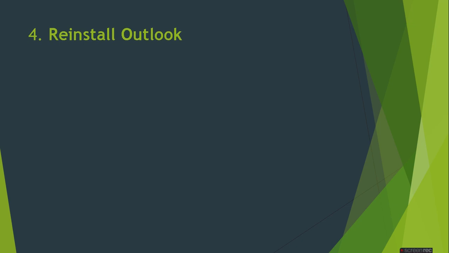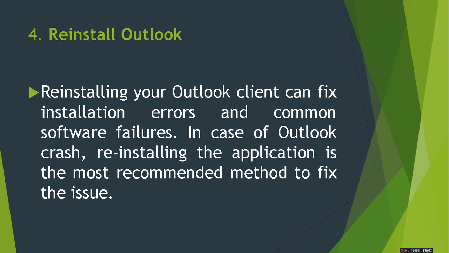The fourth fix is to reinstall Outlook. Reinstalling your Outlook client can fix installation errors and common software failures. In case of an Outlook crash, reinstalling the application is the most recommended method to fix the issue. But you must remember that while reinstalling Outlook, you should restart your operating system first. Restarting can remove the log files and temporary files of your previous version of Outlook.